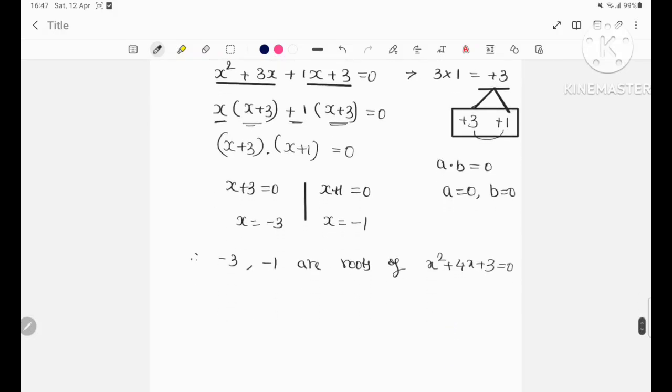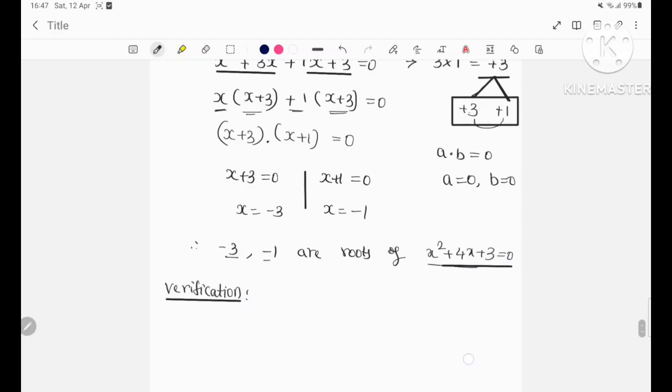So we can cross verify this also. Verification, whether it is correct or not. So roots means what? It must be the x value, right? So if you substitute these two values in the quadratic equation, this equation must be balanced.